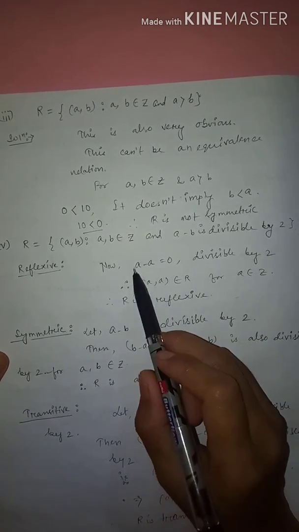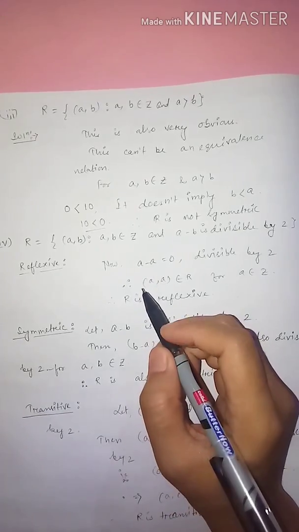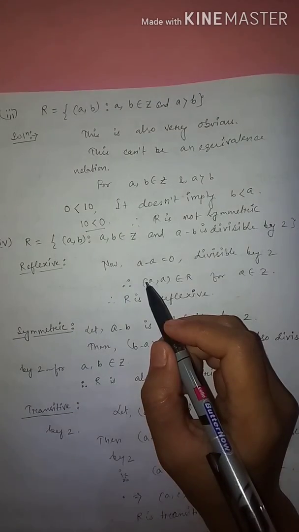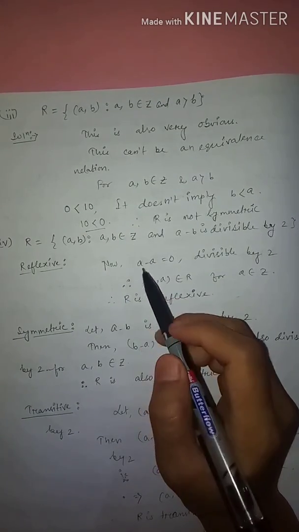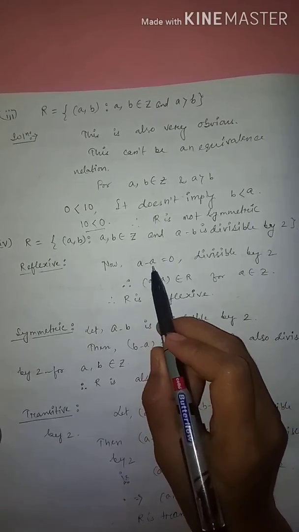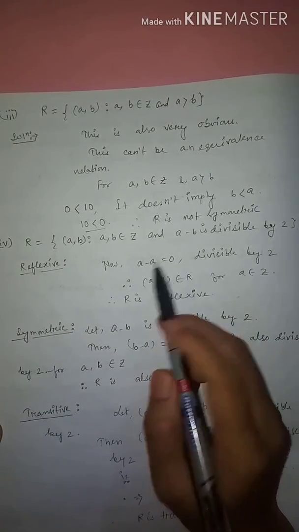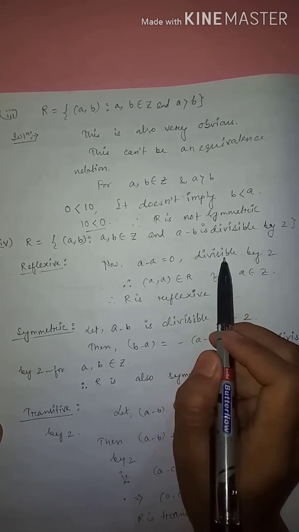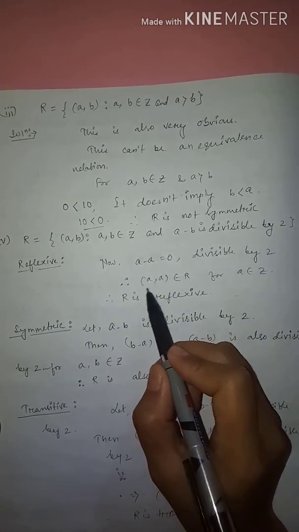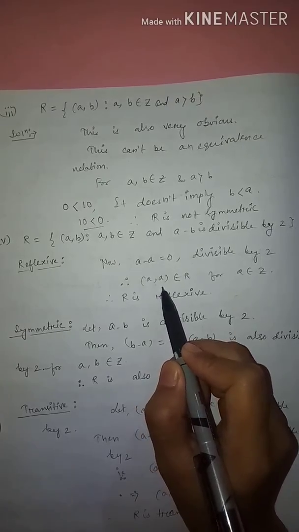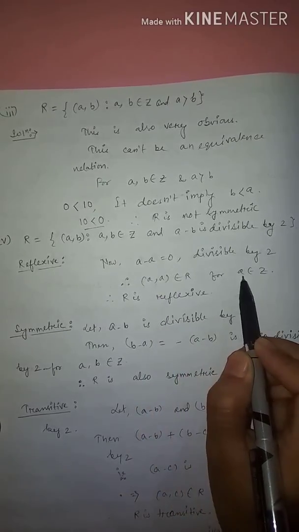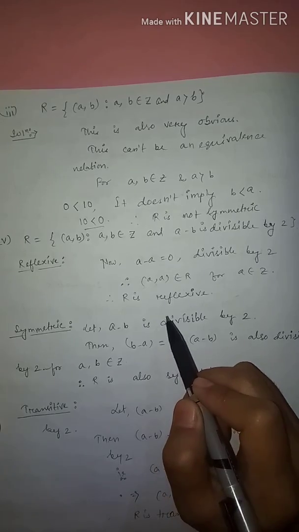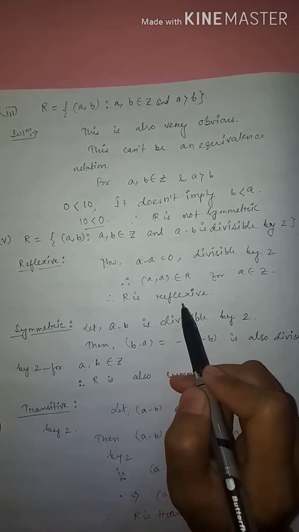Now if we take an element A belongs to the set of integer Z, then A minus A equal to 0. We all know that A minus A equal to 0 and 0 is divisible by 2. Therefore we find an element A comma A belongs to R for all A belongs to integer. Therefore this relation is obviously reflexive.